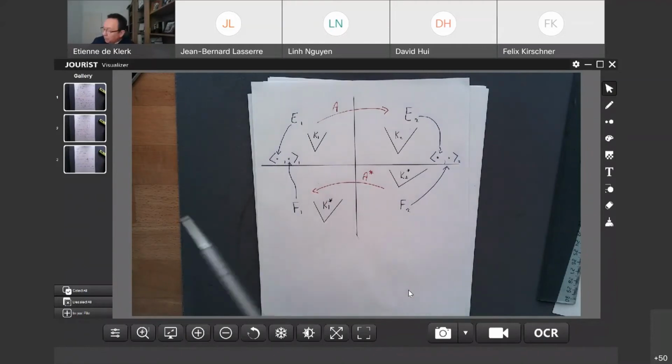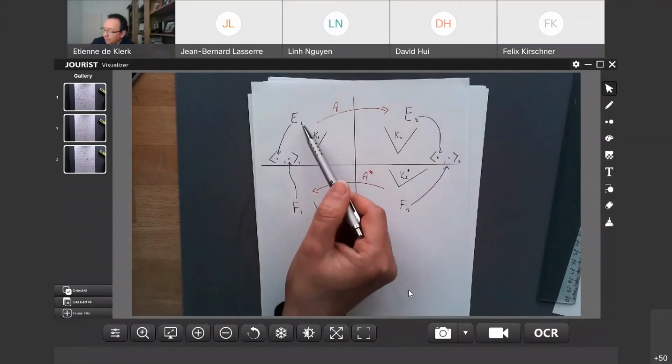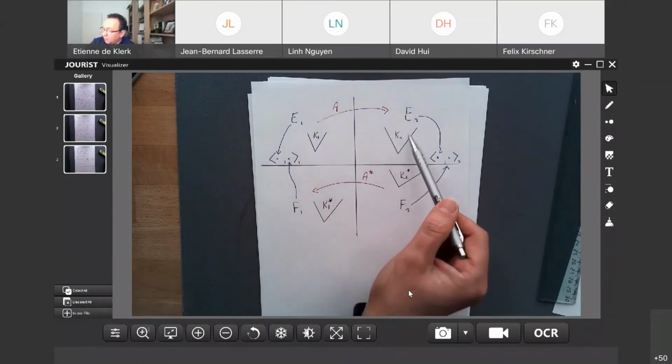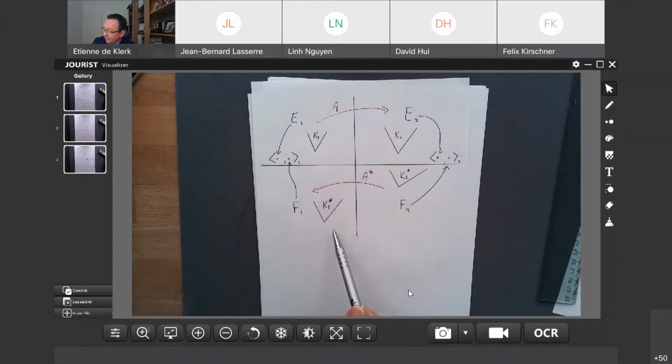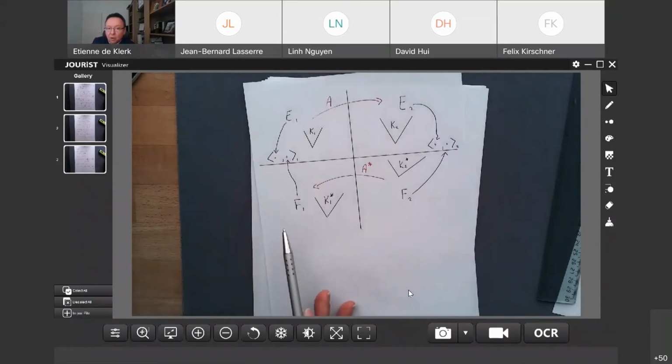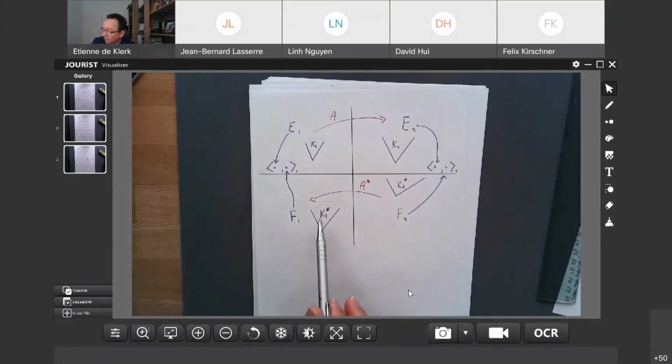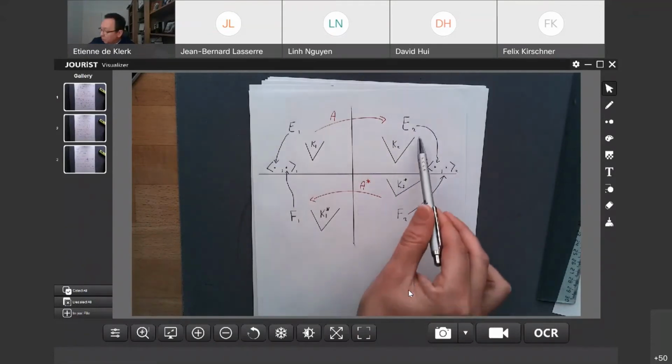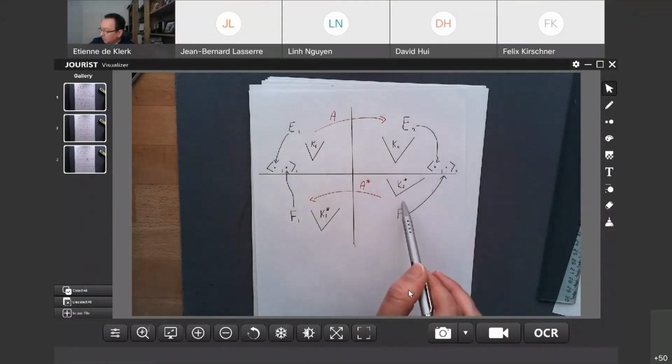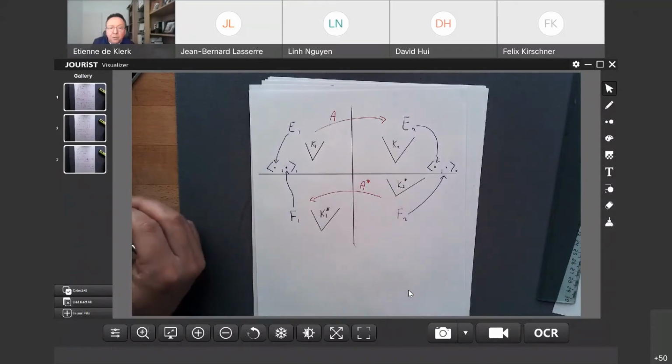And then we also have cones. We have a cone K1 in the space E1, K2 in the space E2, and then the respective dual cones. The dual cone of K1 is K1 star, and this will live in the space F1. And the dual cone of K2 is K2 star. It will live in F2.